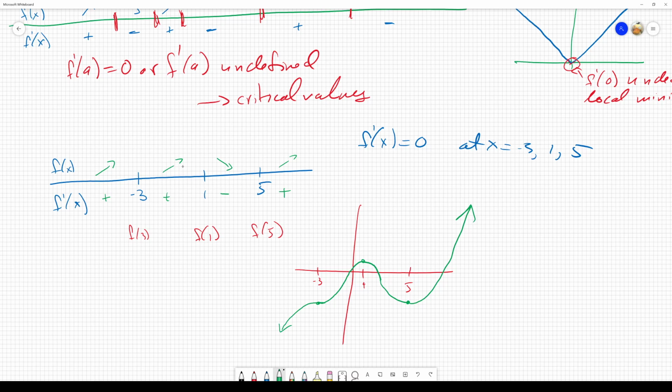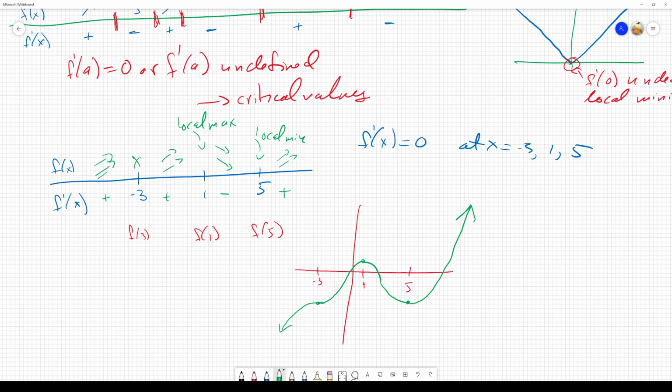And so basically what happens is, if the graph goes from increasing to decreasing, you get a local max. And if the graph goes from decreasing to increasing, you get a local min. But if it's increasing on both sides, then it's neither. It flattens out, but it doesn't really stop.